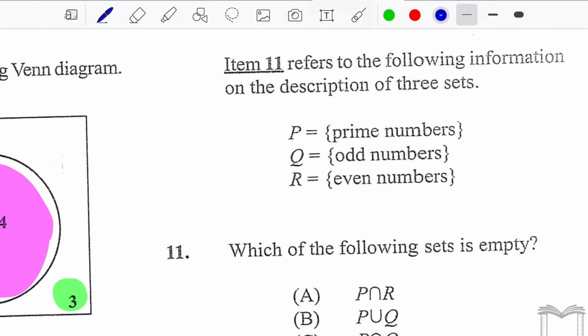Number 11. Item 11 refers to the following information. P is prime numbers, Q is odd numbers, and R is even numbers. Which of the following sets is empty?